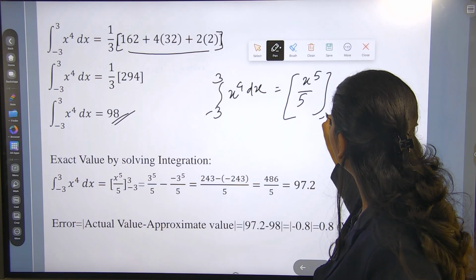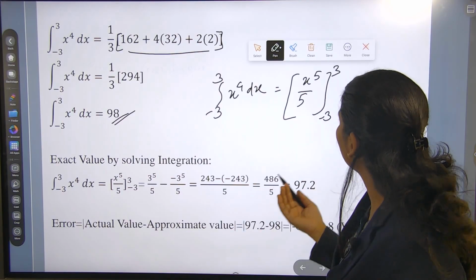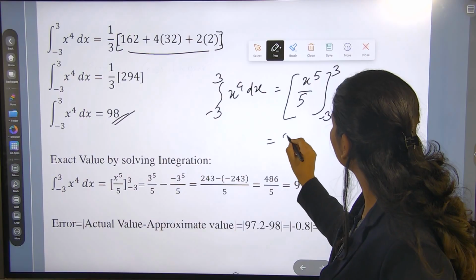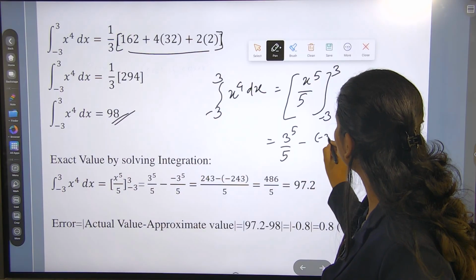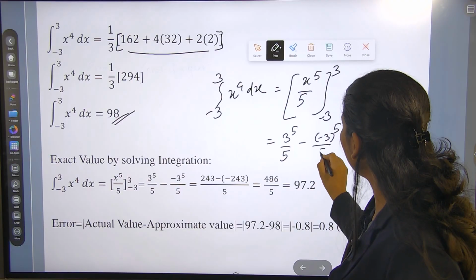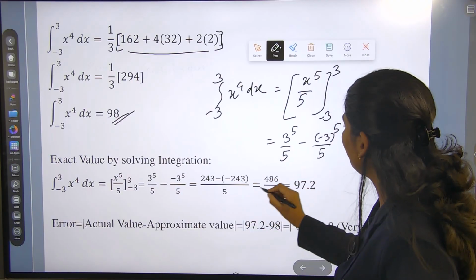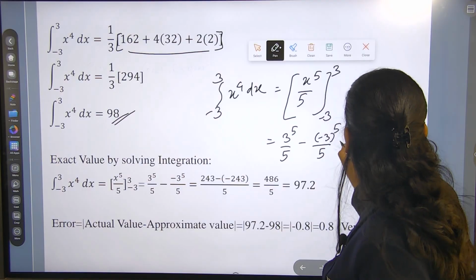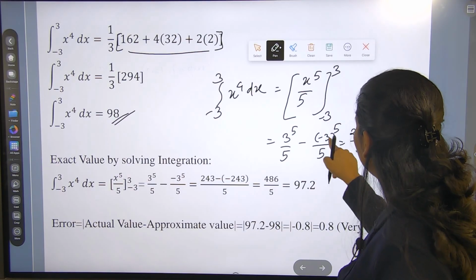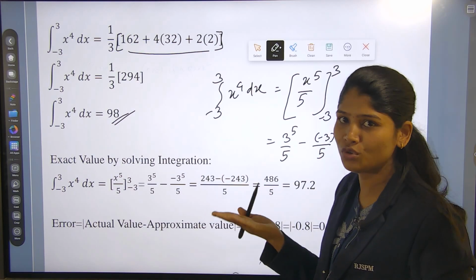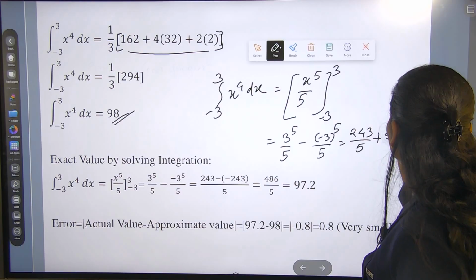x⁵/5. Lower limit is -3, upper limit is 3. Put the values of upper limit and lower limit here. So 3⁵/5 minus -3⁵/5. So 3⁵ is 243. So we get here 243/5 minus, and -3⁵ is -243. So minus get here प्लस 243/5.